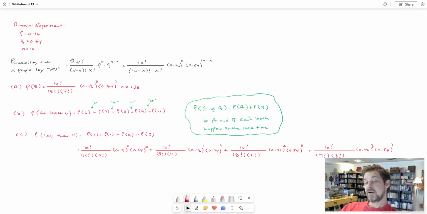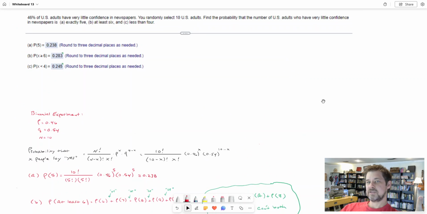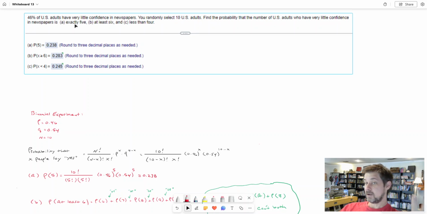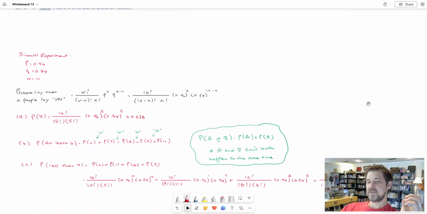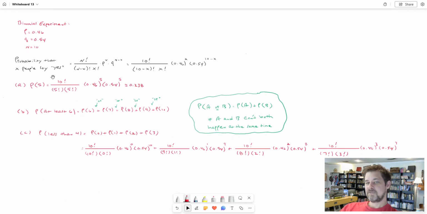In our case, we know N is 10, so I put 10 in everywhere, and we know P is 0.46 and Q is 0.54. So I get it set up like that. Now I can answer the first question: what are the odds that exactly 5 out of the 10 say they have very little confidence in newspapers? I just put 5 for X, and there you see it: I get 0.238.